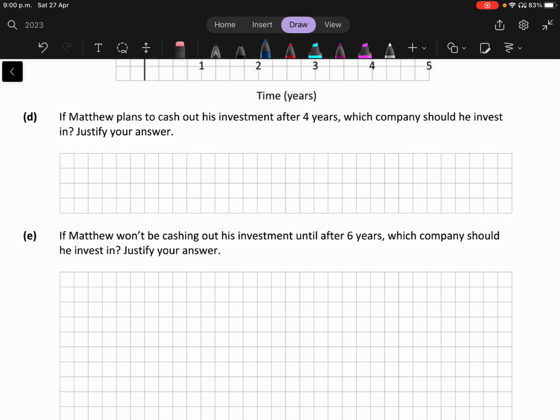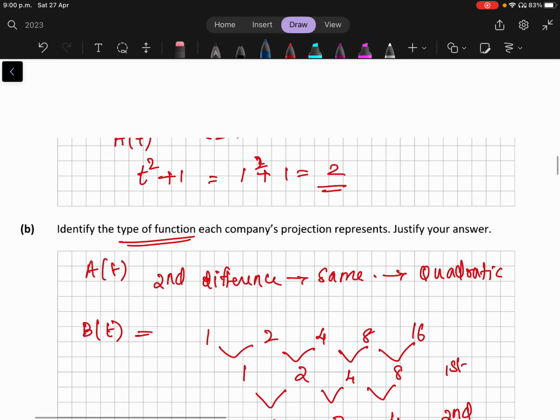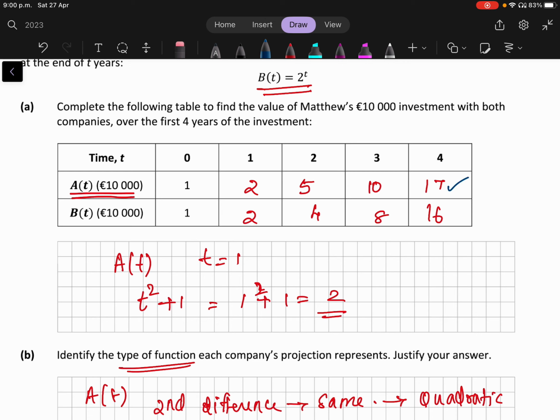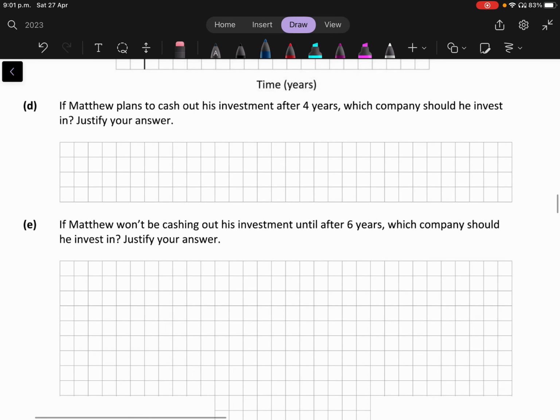Now going to question number D. If Matthew plans to cash out his investment after 4 years, which company should he invest in? Justify the answer. So how will you find that out? After 4 years, A of t will have a value of 17,000, and B of t has a value of 16,000. So he should invest with company A. That justification you have to write here.